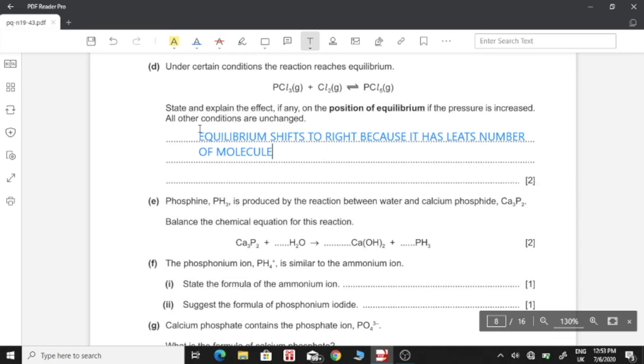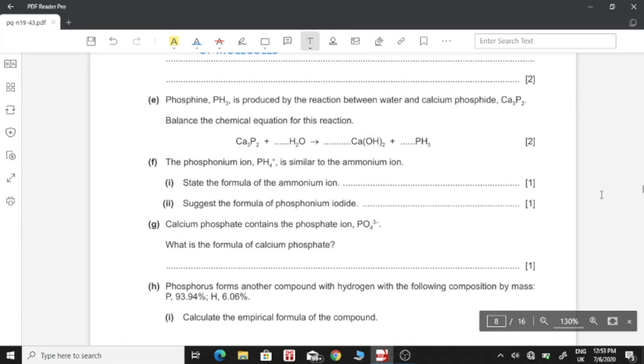Okay, part E. Phosphine is produced by the reaction between water and calcium phosphide. Balance the chemical equation for this reaction. Okay, so we have all of these compounds. As we can see over here, we are supposed to have 3 atoms of calcium. This is how we balance the number of atoms of calcium. Right, 3. Now this also tells us that we're supposed to have 3 oxygen atoms, so let's write 3 over here first.